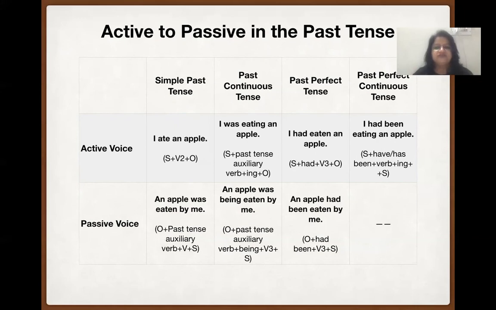Now let's see if this sentence fits in this formula. Object is an apple. Past tense auxiliary verb is was, plus being, plus V3. V3 is eaten. Eat, ate, eaten, right? So eaten is the past participle, plus subject, by me. So it becomes a perfect sentence: an apple was being eaten by me.